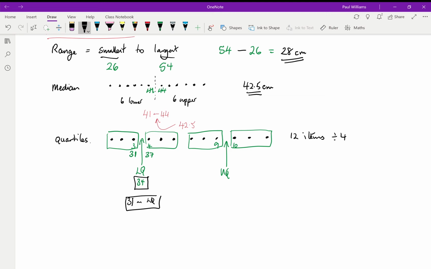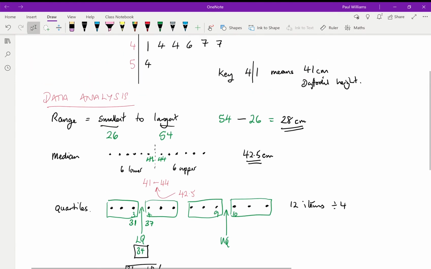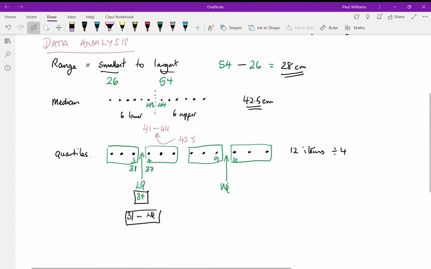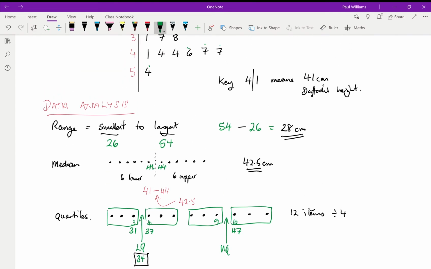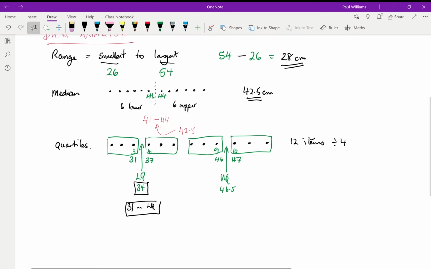So let's look at what happens with the upper quartile. The upper quartile, the 9th item and the 10th item, well, if we count from the top, this was 12, 11, this is the 10th item, it's a 47. And before it was 46. So if we go halfway between 46 and 47, we get 46.5. So that's exactly halfway. So that's using the same thinking as this 34.